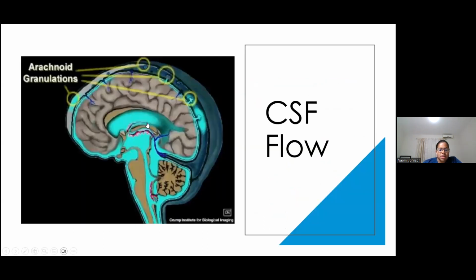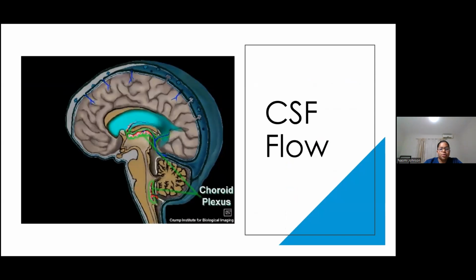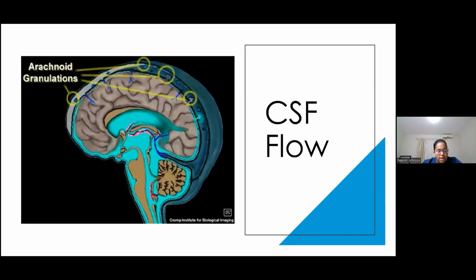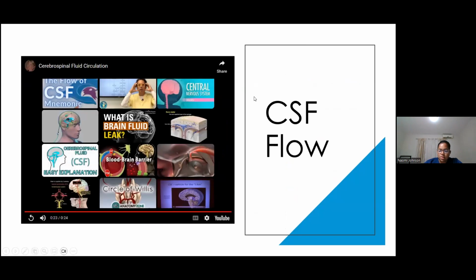So this is just a quick illustration of the flow of CSF. It's created by the choroid plexus and flows into the lateral ventricles via the interventricular foramen of Monro. It goes to the third ventricle, through the cerebral aqueduct, and to the fourth ventricle, through the median and lateral apertures, aka the foramina of Luschka and Magendie, to the subarachnoid space, and then to the superior sagittal sinus.